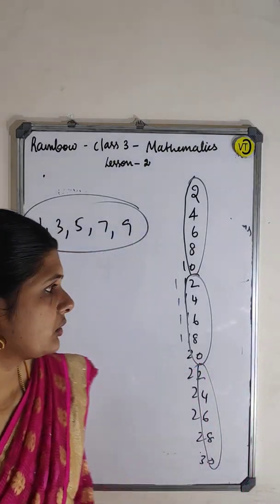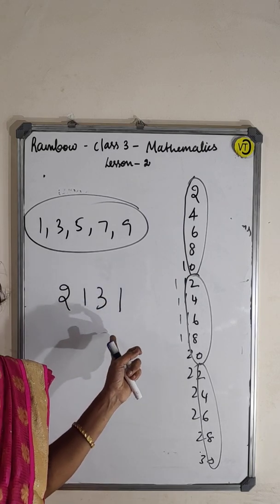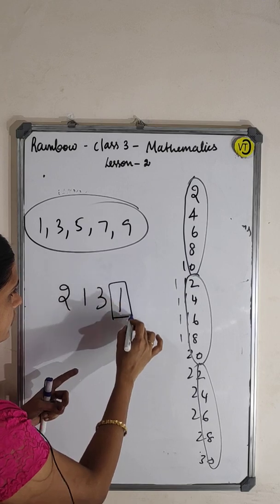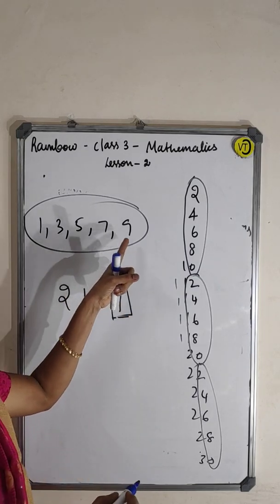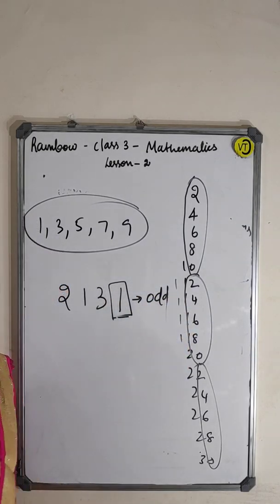Now you tell me, 2131 is even or odd? Okay, last digit you tell. See that this is a 1. 1 will be an odd number. It is in the group of 1, 3, 5, 7, 9, so this is an odd number.